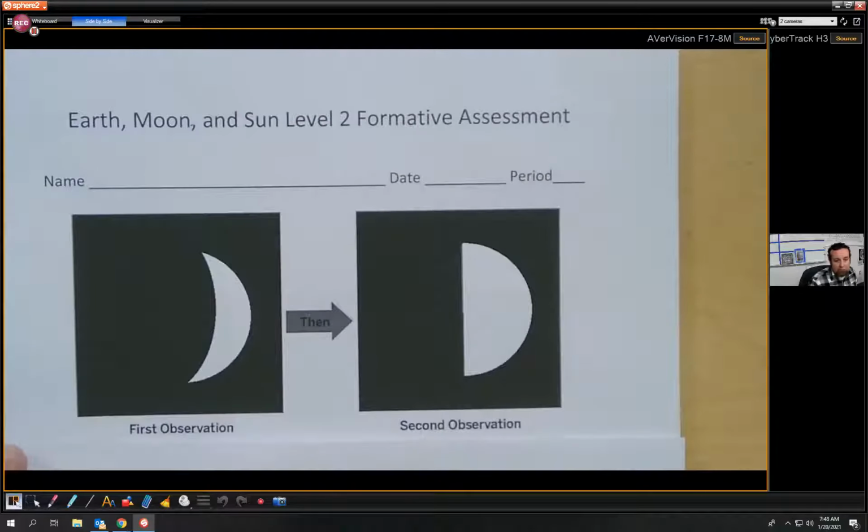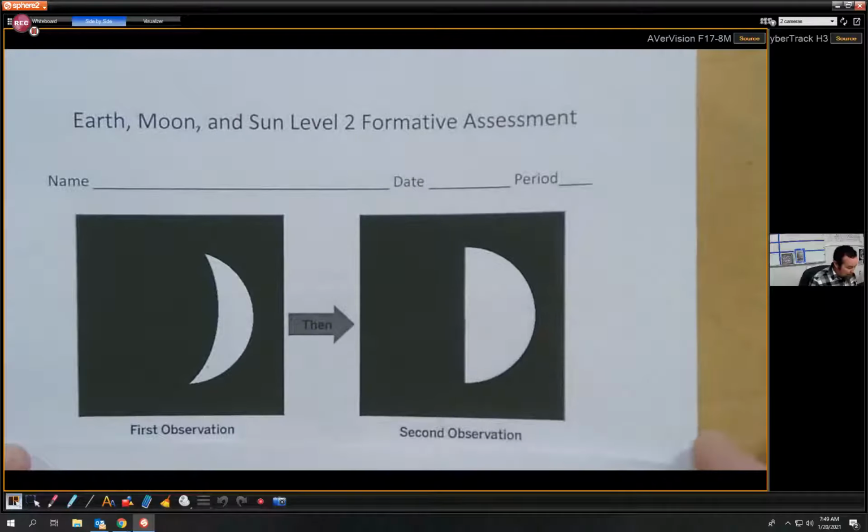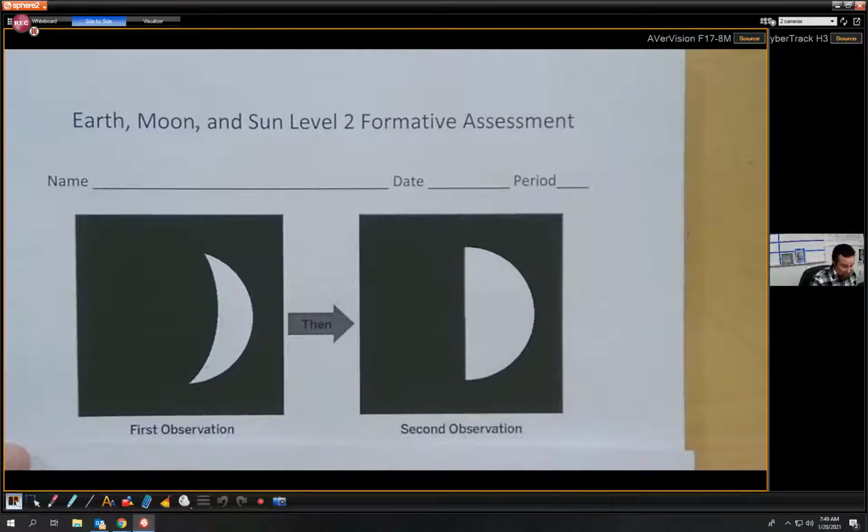Level 2 question. We have one observation, and then a little time passes between that and the second observation, and we've noticed that the moon has changed. And the common question is going to be, why? Why did that happen? Well, we can look at our notes to find the answer, and I'll bet you we'll also see the non-examples that are in here.